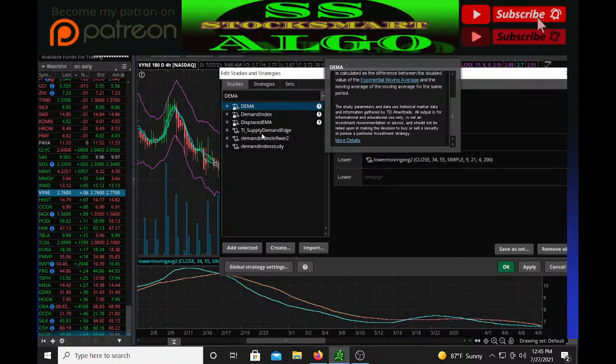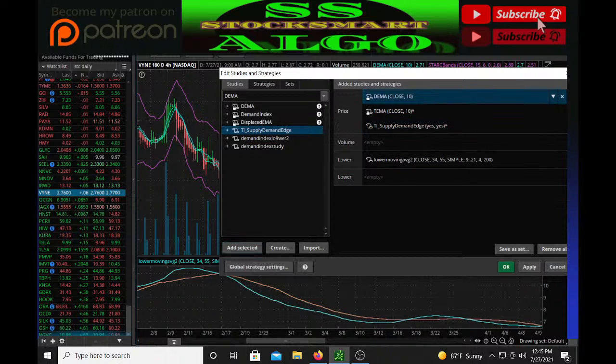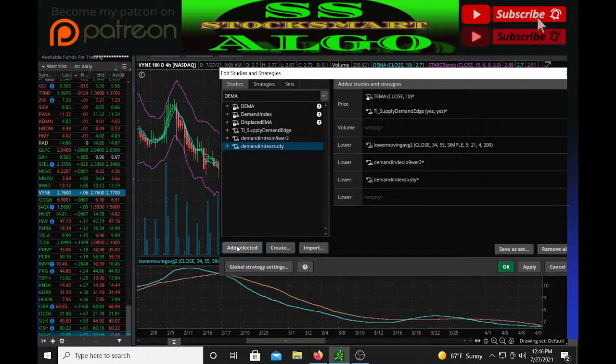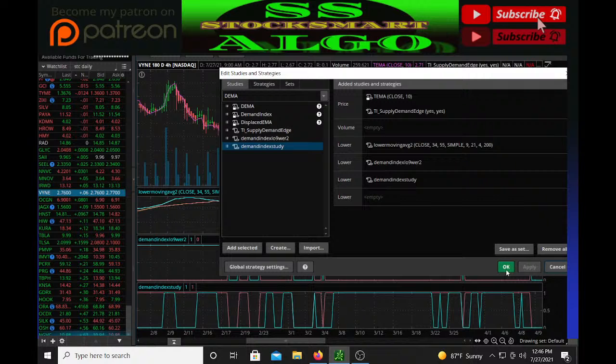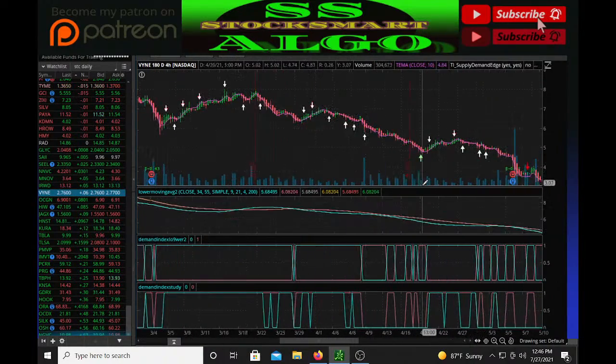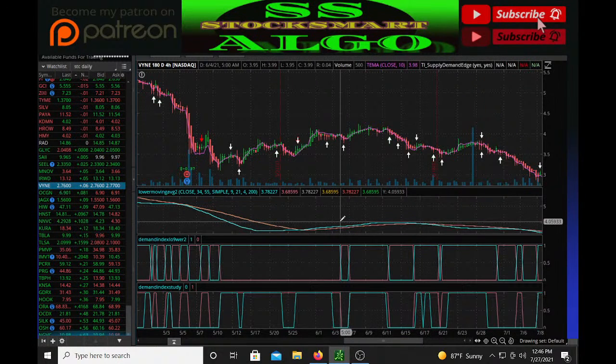And we've got our TI supply and demand edge. So let's get rid of our DMA. We'll keep our TEMA. We'll put our demand index lower and our next demand index lower. All right, and I'll hit OK. And we will look at these strategies. And I do have some work to do on this lower moving average study. I will eventually get that completed too. Doing them all, I don't really have any help, so it's hard to get them all done.